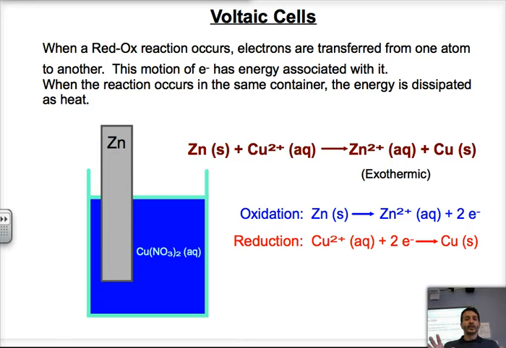Now, in that reaction, the zinc released 2 electrons to become zinc 2+ ion, and the copper ion absorbed 2 electrons to become copper metal.